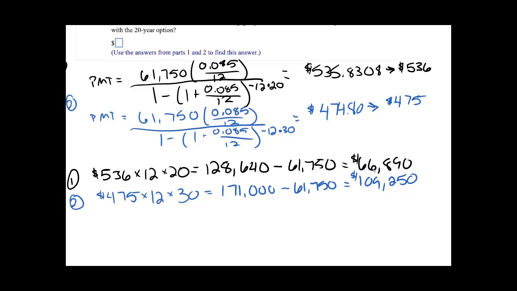So the difference between these two numbers is how much we would save by using the 20-year mortgage instead of the 30-year mortgage option. Whenever we subtract, we get that we will save $42,360.